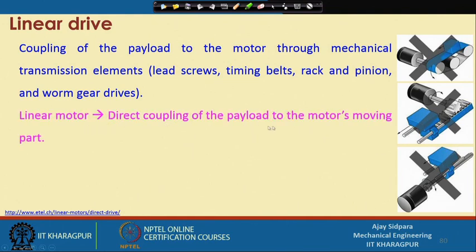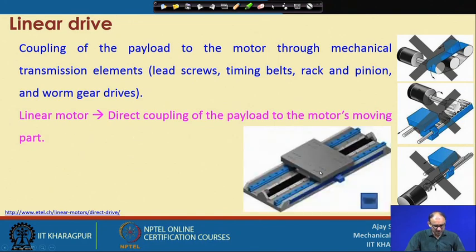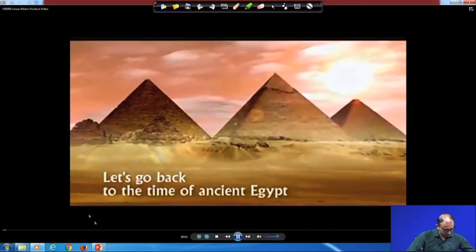So, what is the linear drive? It is a direct coupling of the payload to the motor's moving part. This is the linear drive. What is happening here is that this top portion is levitated because of the magnetic field, and the magnetic field will propel this movement. So, let us see this video, to see how this works in actual conditions.